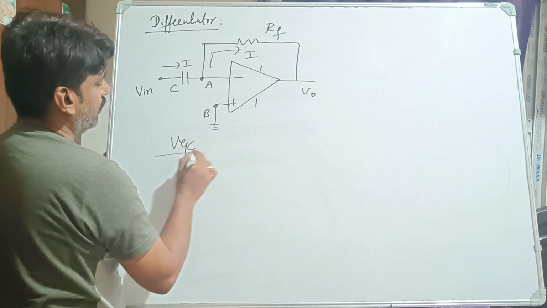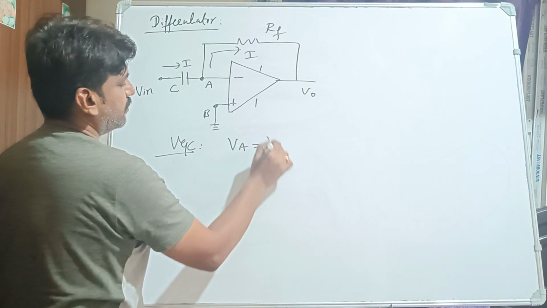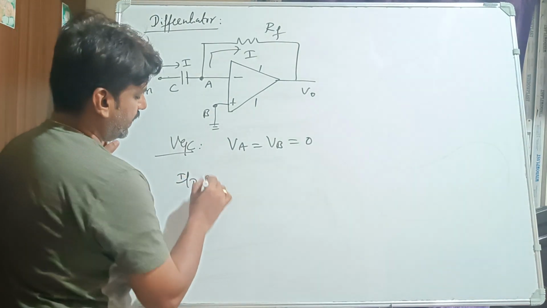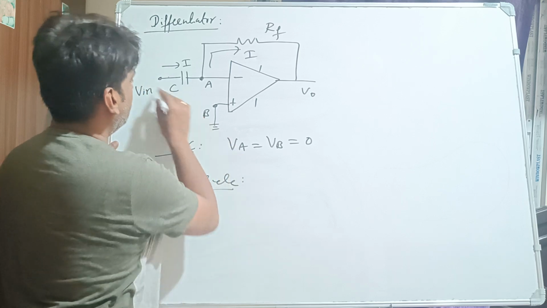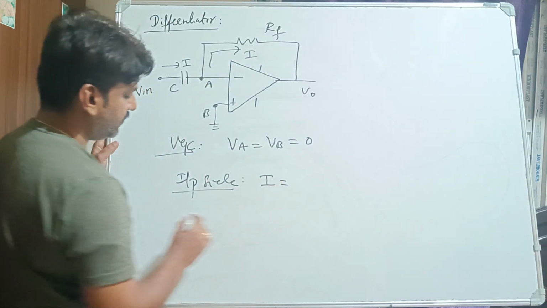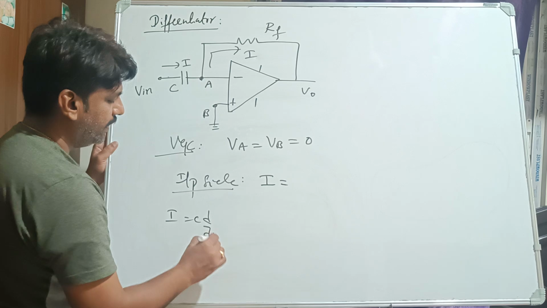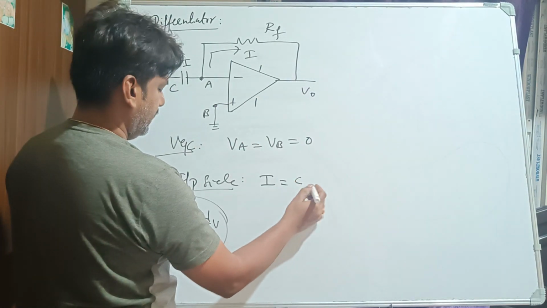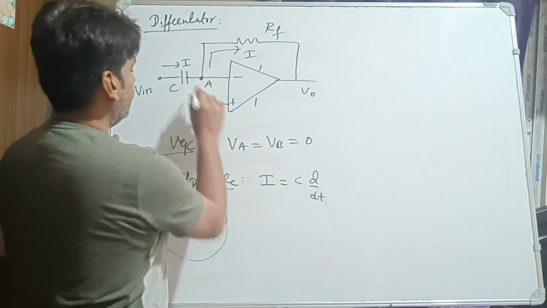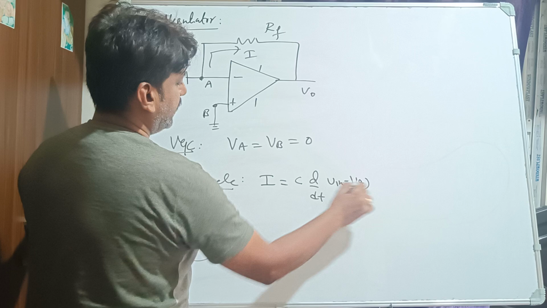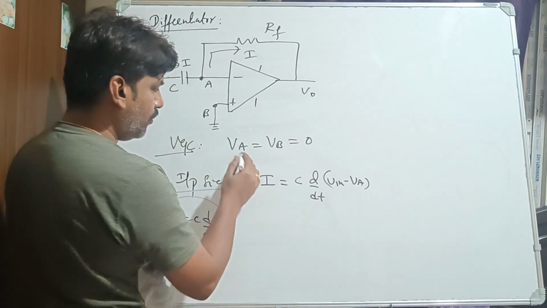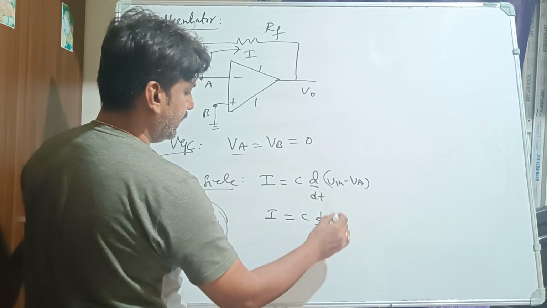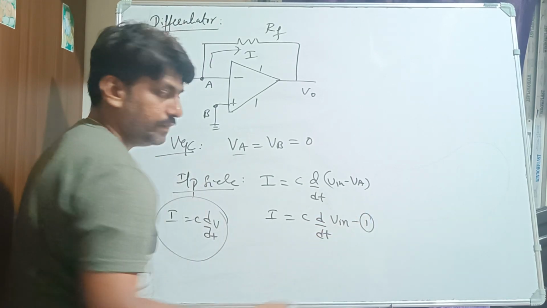From the concept of virtual ground, node B is grounded, hence node A is also grounded. So VB equal to VA equal to 0. Now we should write the current equation for the input side. What is the current flowing through the capacitor? We know that I is equal to C multiplied by d by dt of V. This is the relation between I and C. So we will write I is equal to C d by dt of V in minus VA. What is the value of VA? 0. So this part is 0, which means I is equal to C multiplied by d by dt of V in. This is equation number 1, right?